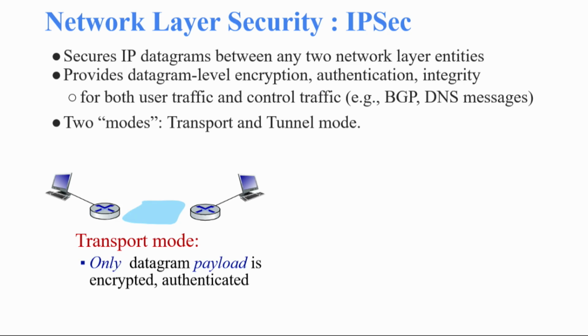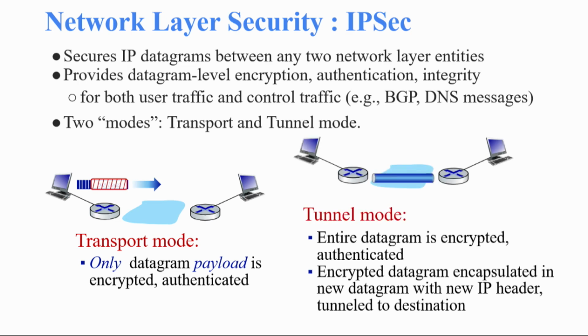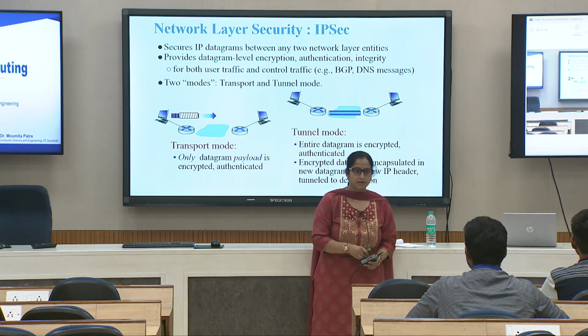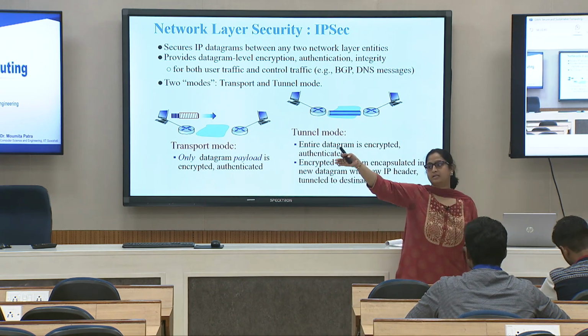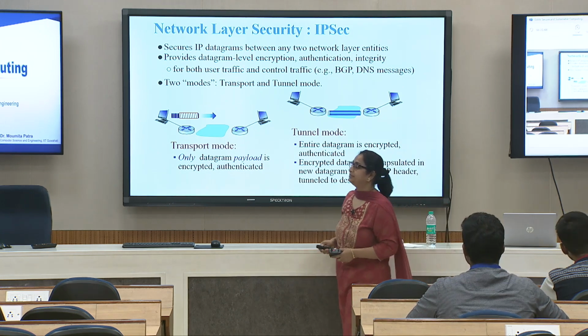So what happens in the transport mode? In the transport mode, only the datagram payload is encrypted. Whereas in the tunnel mode, the entire datagram is encrypted and authenticated. So these are the two differences between transport and tunnel mode. We will be focusing on the tunnel mode because here we assume that the entire datagram is being encrypted. So what happens to this encrypted datagram? It will be encapsulated in another datagram with a new IP header, and then it will be tunneled to the destination.